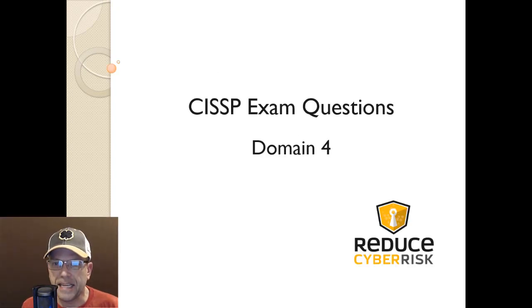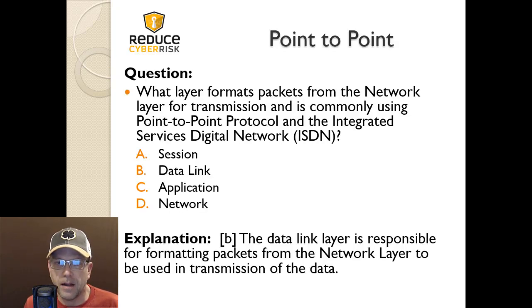Okay, CISSP exam questions, domain 4. All right, so in this question, we're going to be talking about point-to-point. What layer formats packets from network layer for transmission and is commonly used point-to-point protocol and the Integrated Services Digital Network, ISDN? Session layer, that's A. Data link layer, that's B. Application layer, that's C. Network layer, that's D. And the winner is B.